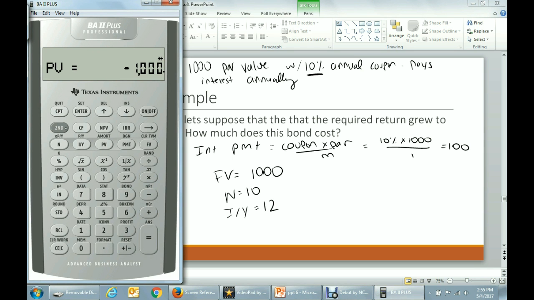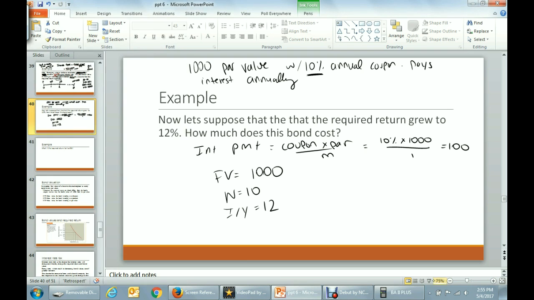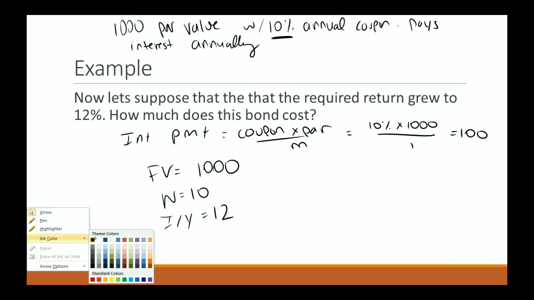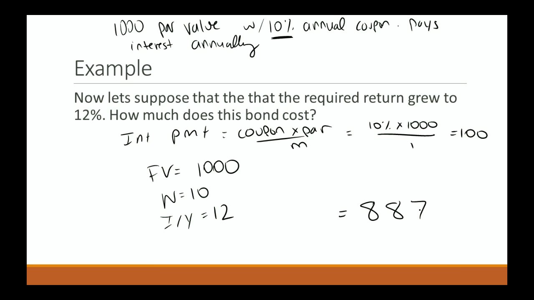So clear your time value of money. The future value is 1,000. Payment is 100. Interest rate is 12. Years is 10. Compute the present value. And we get a negative 887. That means that this bond would cost $887 to purchase. So the cost of this bond today is $887.